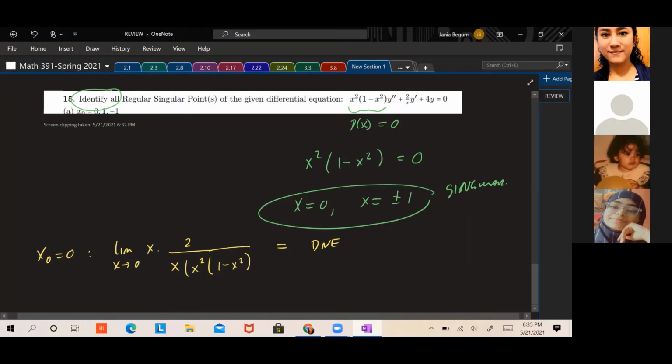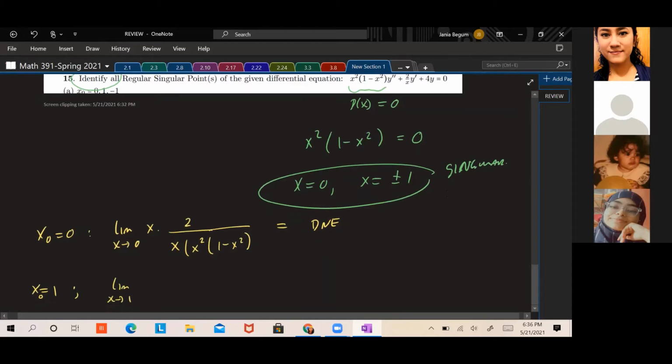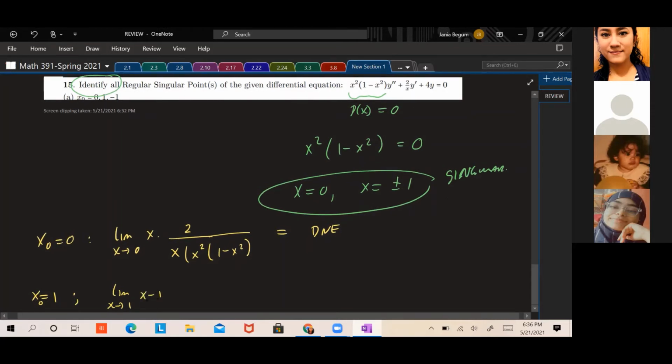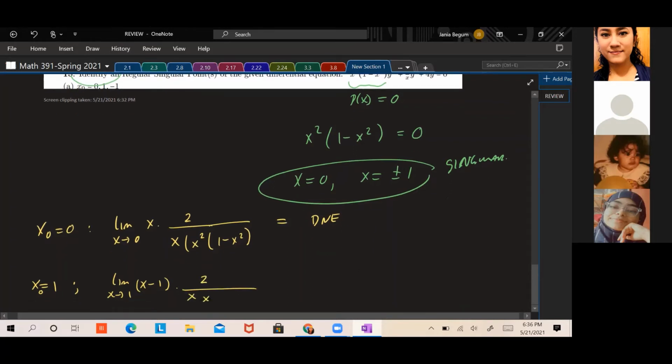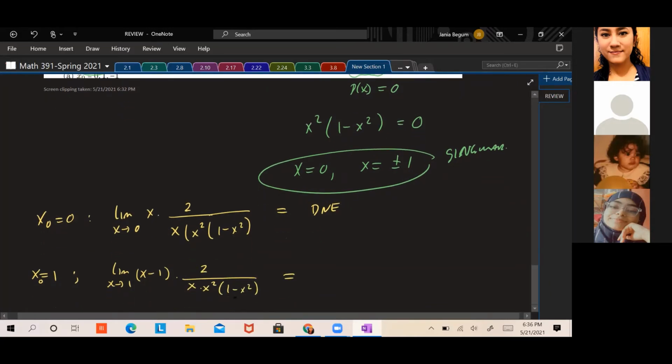Let's go to the next singular point, x not equal to 1. Again, we take the limit as x approaches 1 of x minus 1 times the function q, which is 2 over x, divided by p, which is x squared times 1 minus x squared. Now, what is this limit? We say it's 0. Okay, I'll trust you. I'll say this is 0.